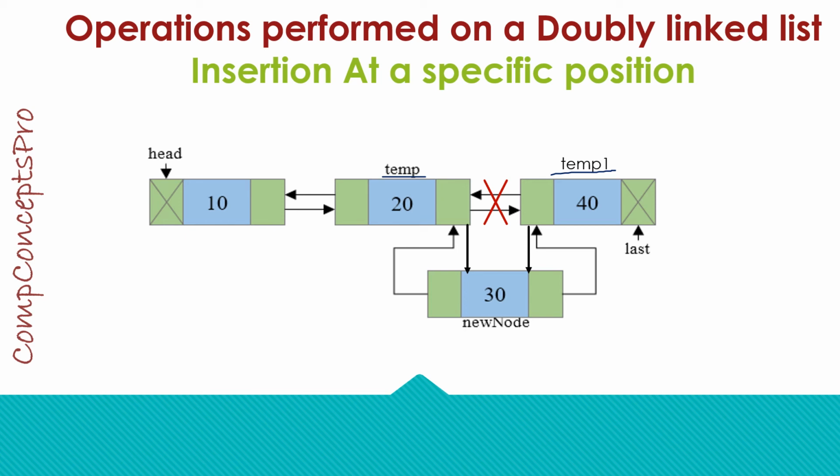So now we'll adjust the pointers. Previous of new node should point to temp and next of temp should point to new node. After that, new node next should be set to point to temp1, and temp1 previous should point to new node.